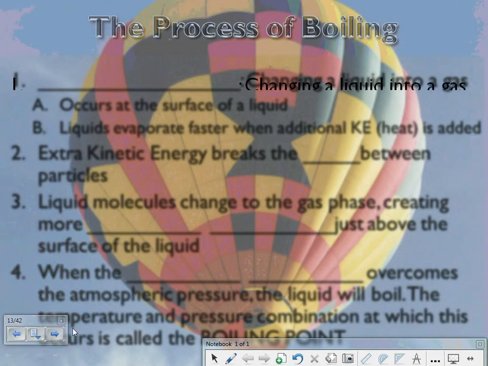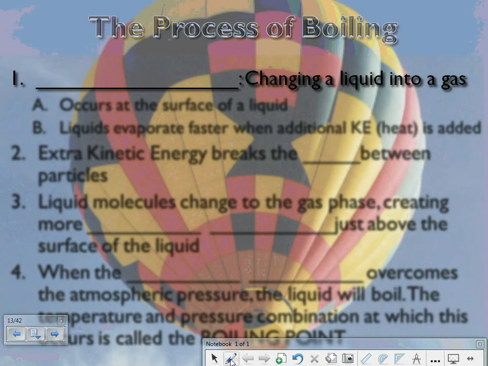So the very first step is evaporation. The first thing that happens is that the liquid changes to a gas. And evaporation is a process that occurs at the surface of the liquid. So that's just going to happen. You don't really have to make it happen, right? But if we turn up the heat on our water, it will happen faster.